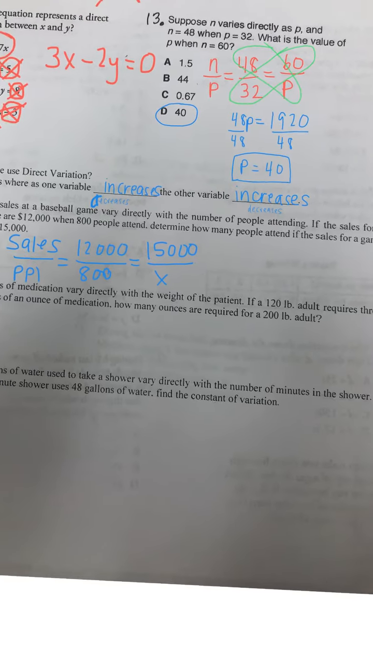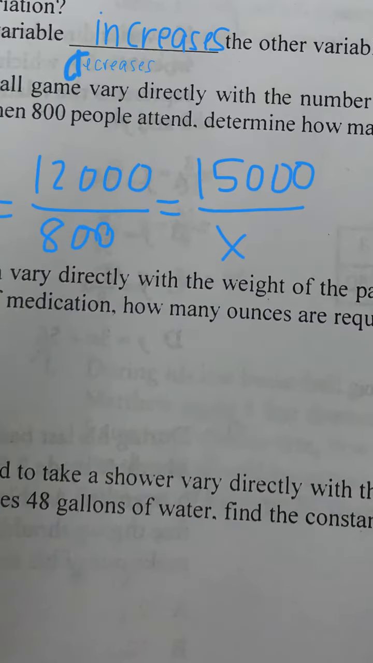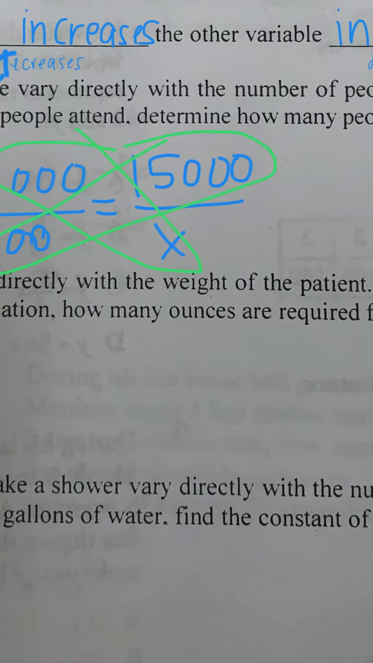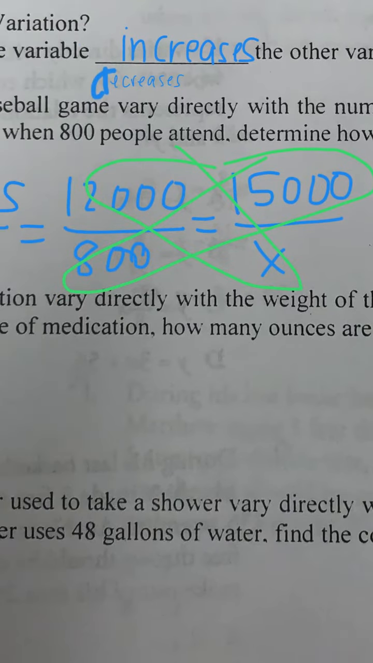So after this, all I have to do is just cross multiply. So how do I cross multiply? So again, I would just do this, cross multiplication. So my new equation becomes 12,000x equals 800 times 15,000. So let me do that. 800 times 15,000 is, whoa, a huge number.